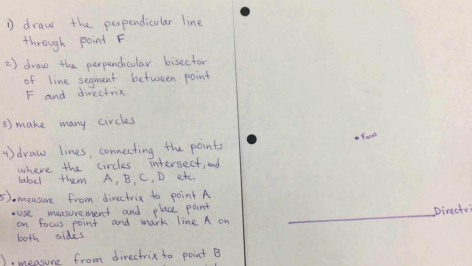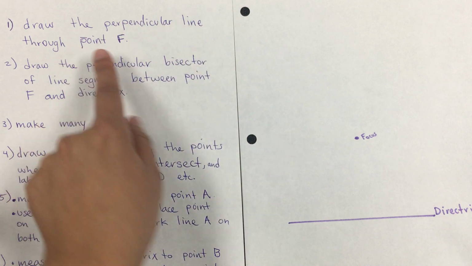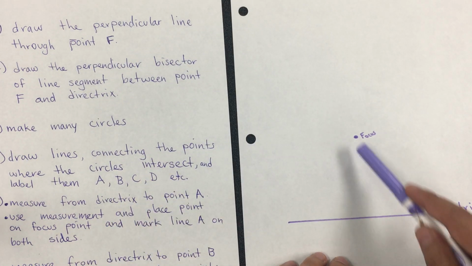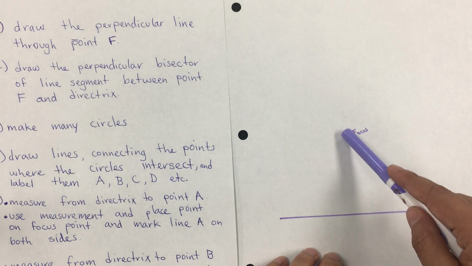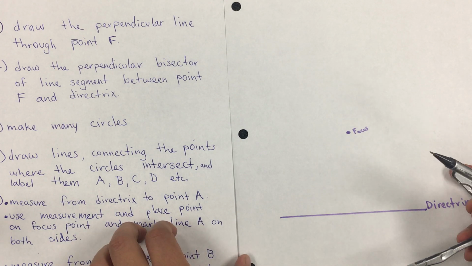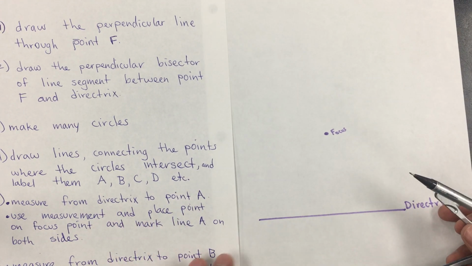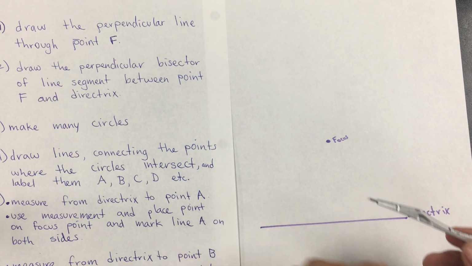And so it says, draw the perpendicular line through point F. Okay, so I'm going to draw the line that is perpendicular to the directrix through point F. These are the steps that you need to follow. We already saw this last year. If you want to see the video, just ask me which video it is.